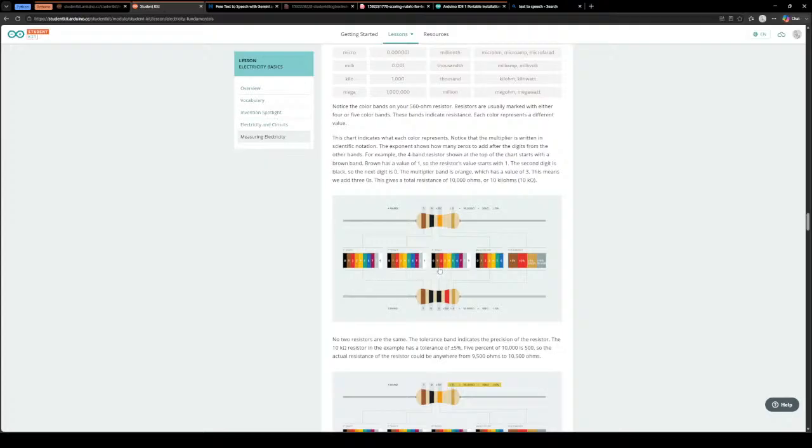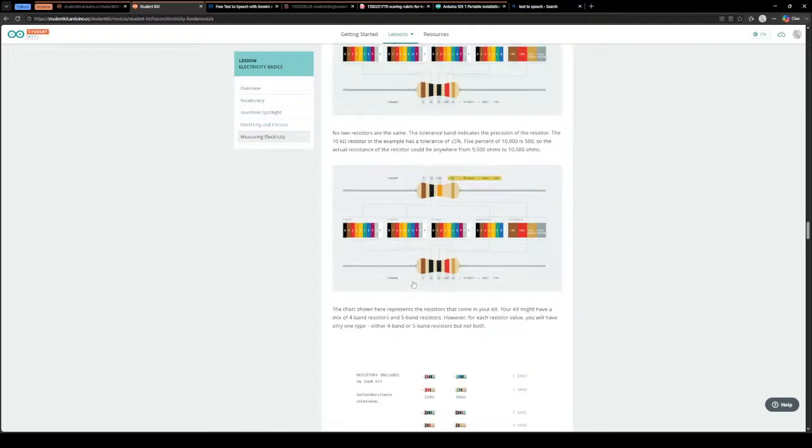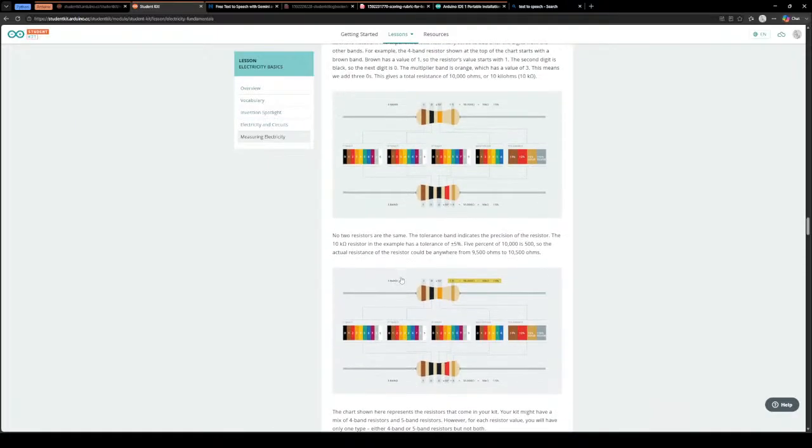First digit, second digit, third digit. How do you know? So if it only has 4, you know that it's only 2. But if it has 5, it has 3 digits. Then the multiplier, then the tolerance. I see. Okay, that's cool. That's sick.